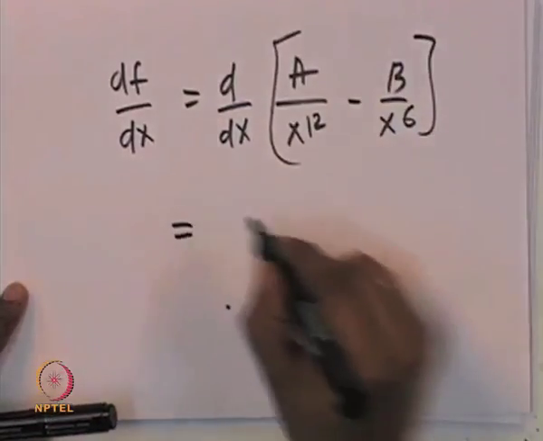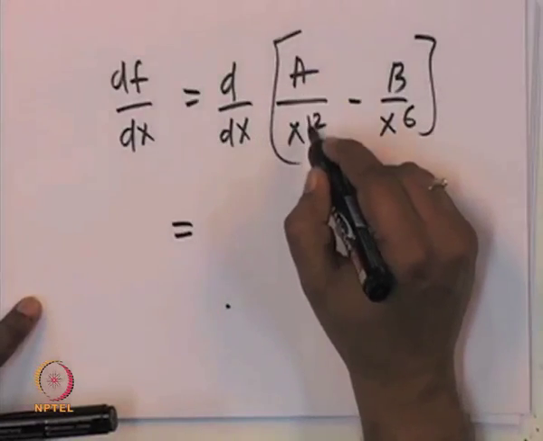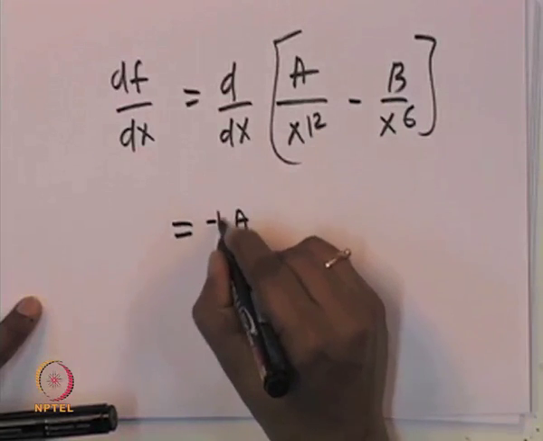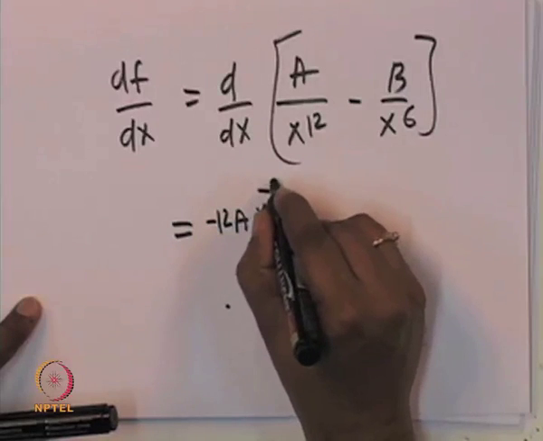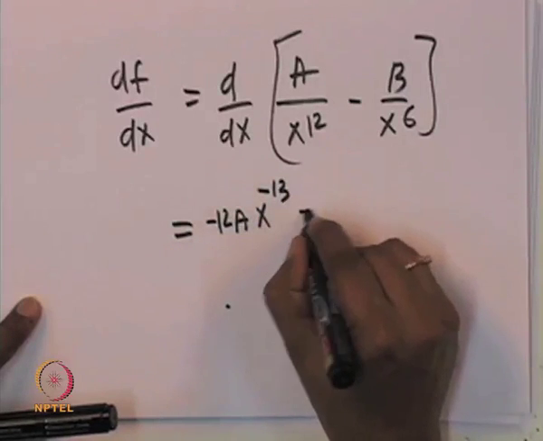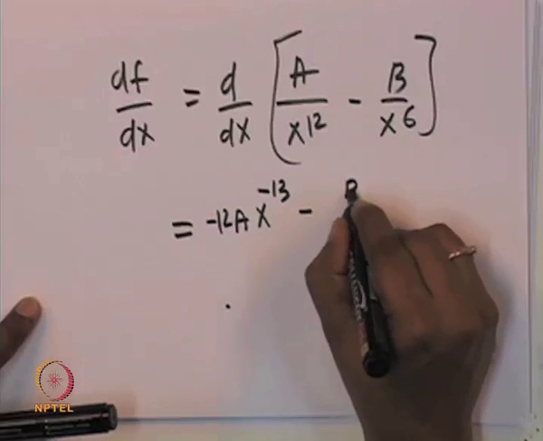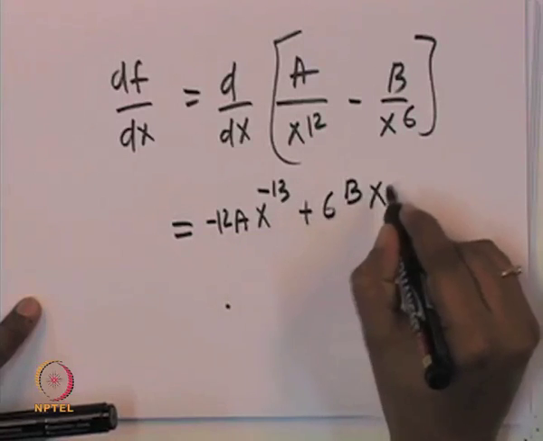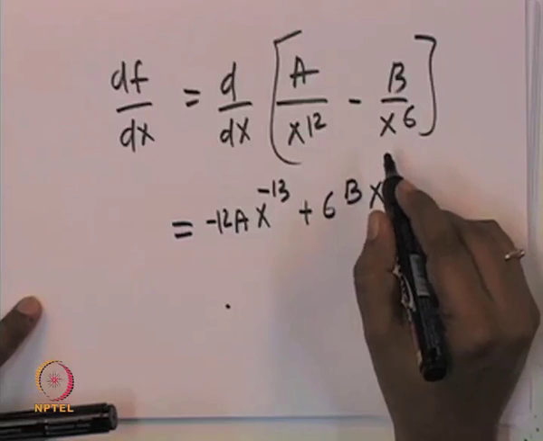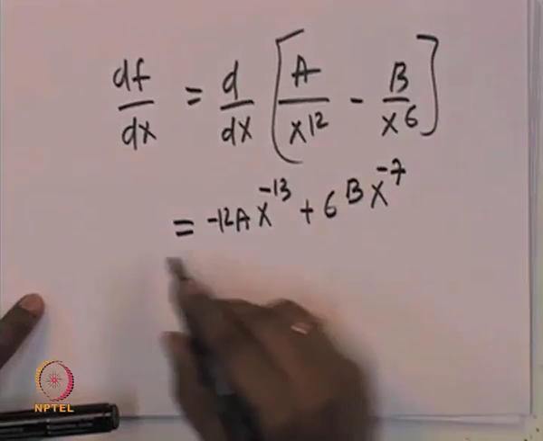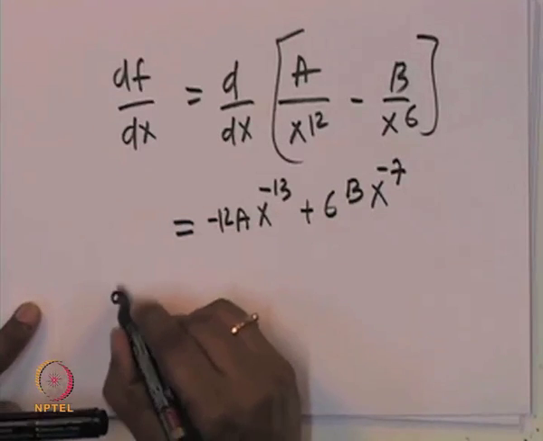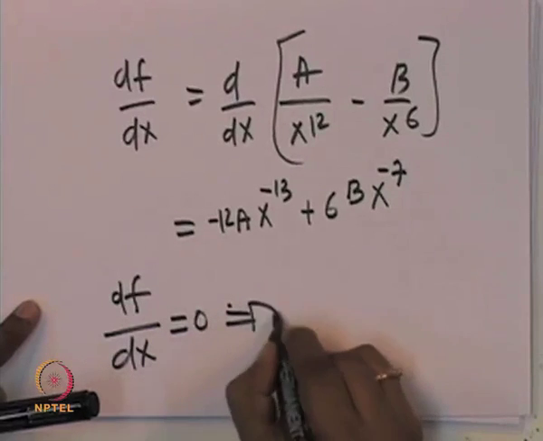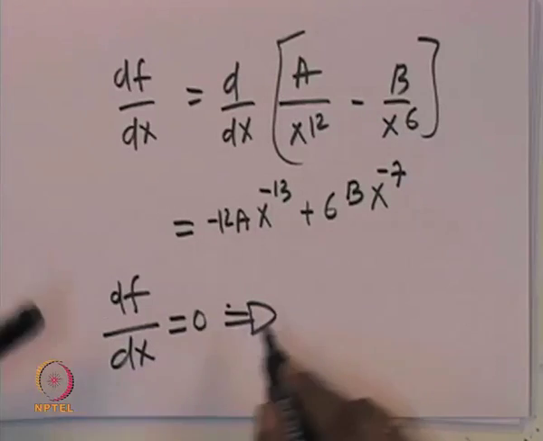So, I will quickly do this. The derivative of this is a into minus 12 x power minus 13, minus b by this, plus 6 x power minus 7. So, this is the derivative, and df by dx equal to 0 implies, so we want to find out the derivative and equate it to 0.